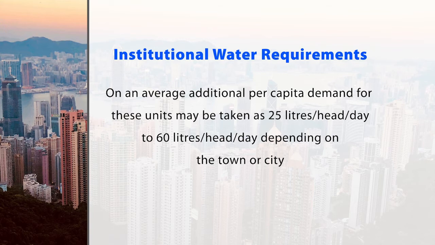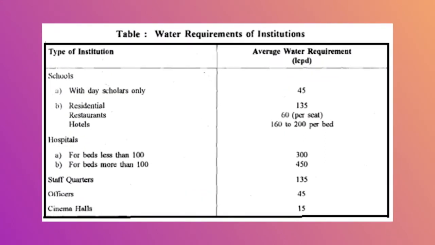So here is the water requirement of the institutions. For schools with day scholars only, the requirement is 45 liter per capita per day. For residential schools, restaurants and hotels, for residents, it is 135 liter per capita per day. Restaurants need 60 per seat. Hotels need 160 to 200 per bed. In hospitals, if the hospital has less than 100 beds, the requirement is 300 LCPD. For more than 100 beds, it is 450 LCPD. If staff quarters are available, the requirement is 135 LCPD. For officers living there, it is 45 LCPD. And for cinema halls, it is 15 liter per capita per day.